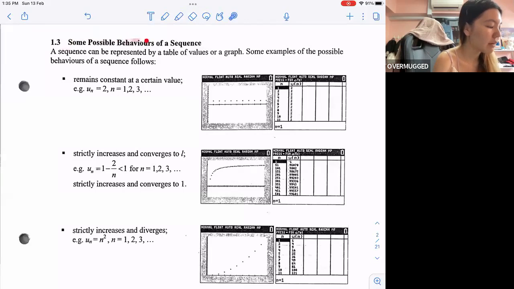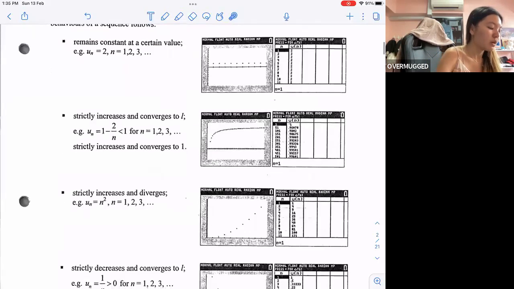So over here, this is a constant sequence. Can you see? It always remains the same. It remains constant at a certain value. So no matter what I put in here, whether it is n equals 1, n equals 2, 3, 4, 5, I always get the same value. In this case, un will be equal to 2.